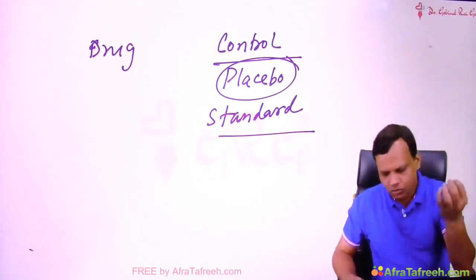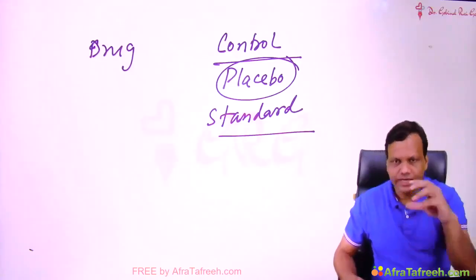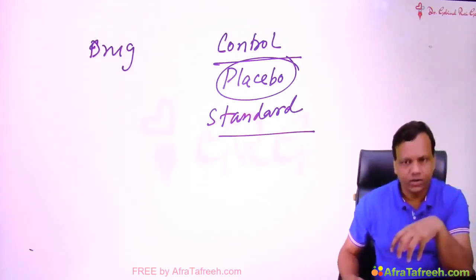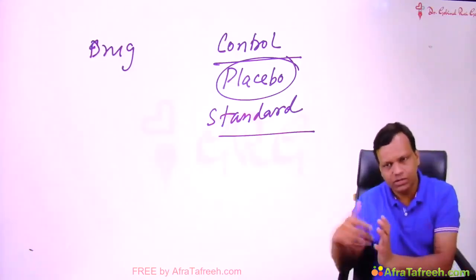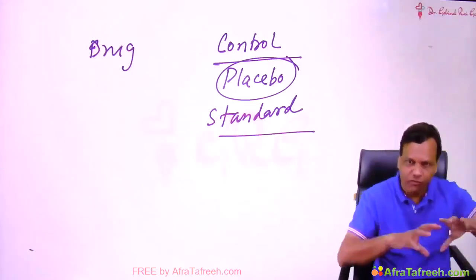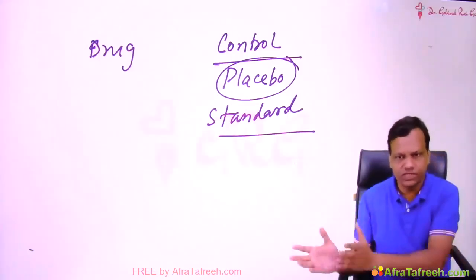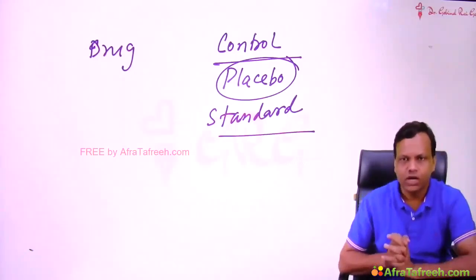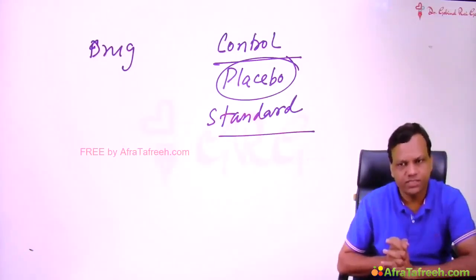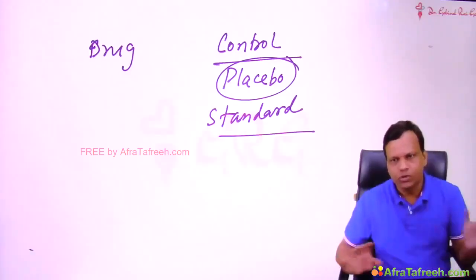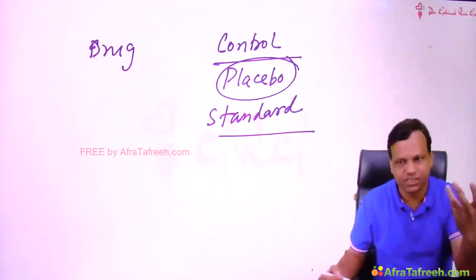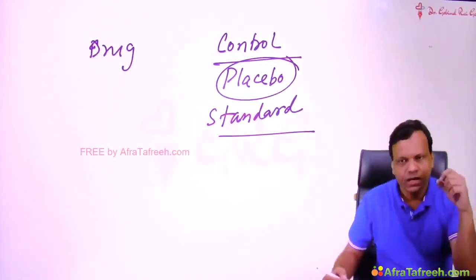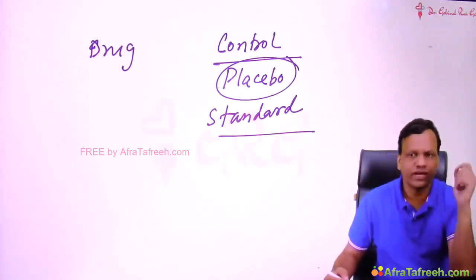Clear? So placebo is made, or a standard drug control is taken, and we do it in 2 groups. Sometimes placebo can be in the form of surgery also, like when we want to compare the surgery with no surgery. So what we do is a sham surgery. That means we open the abdomen, do not do the surgery, and close the abdomen. Clear? So that is placebo, sham surgery.